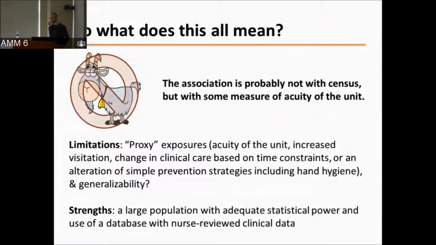What does this all mean? So we can say that perhaps it's not census in and of itself. It's not the number of occupied beds, but perhaps it is the acuity of the unit. And again, the way we measured that was proportion of very preterm infants. But this is still a proxy for the true exposure. This is just a risk factor, and we don't have a direct measure of what that may be. We don't have a direct measure of the acuity of the unit, say by using SNAP or CRIB scores. We didn't have that. And this also gets at what is happening behind the scenes.